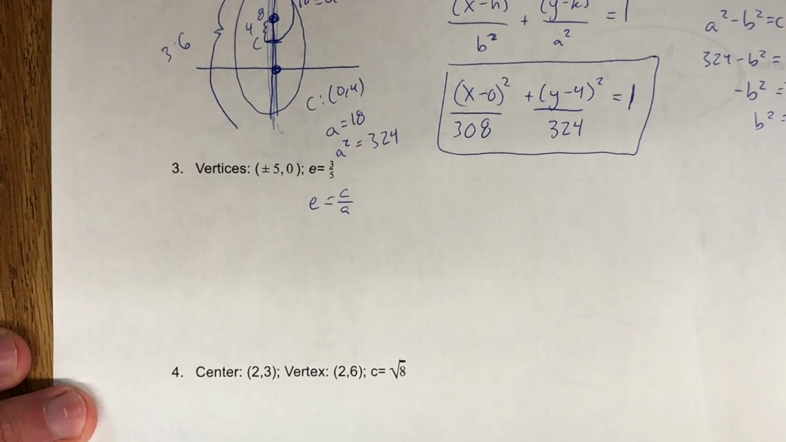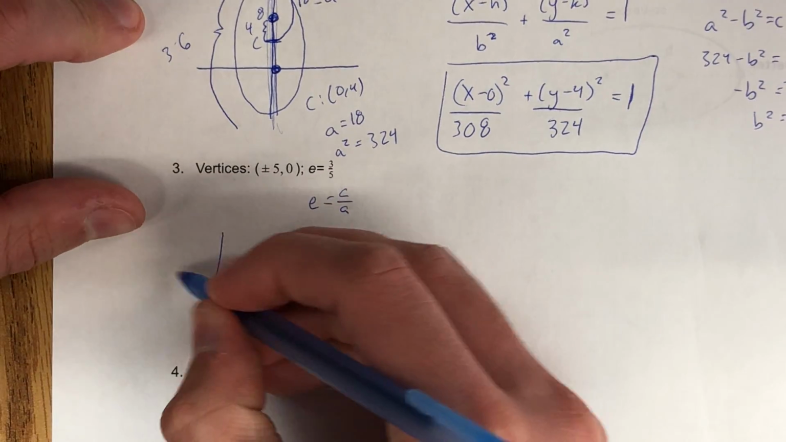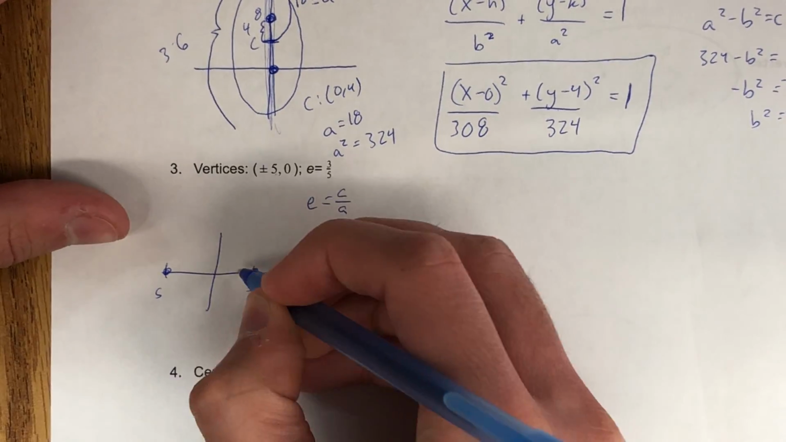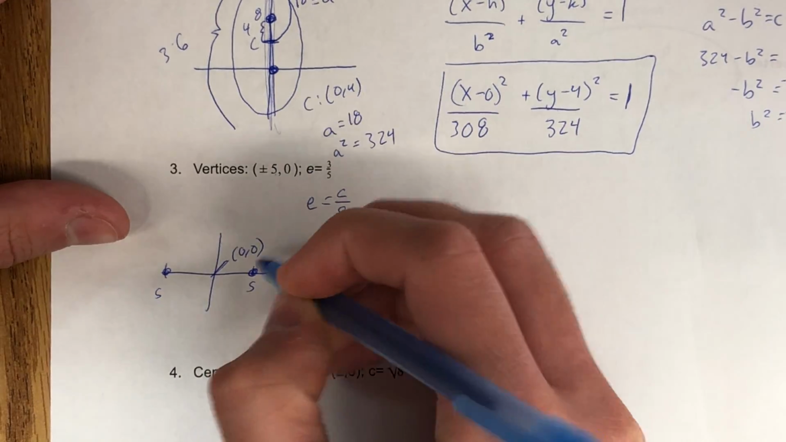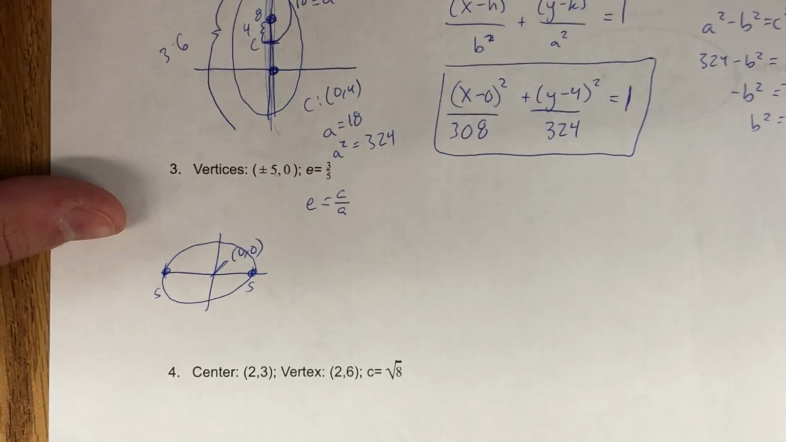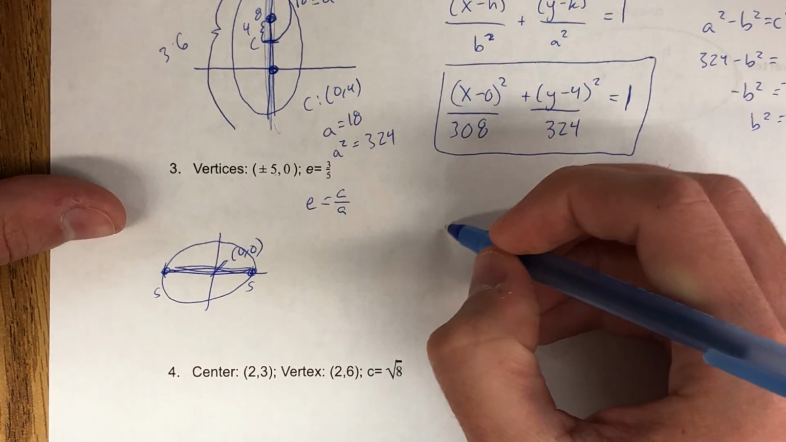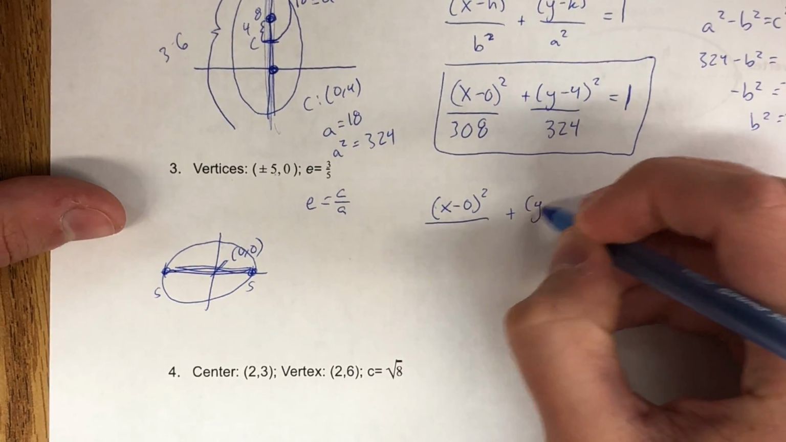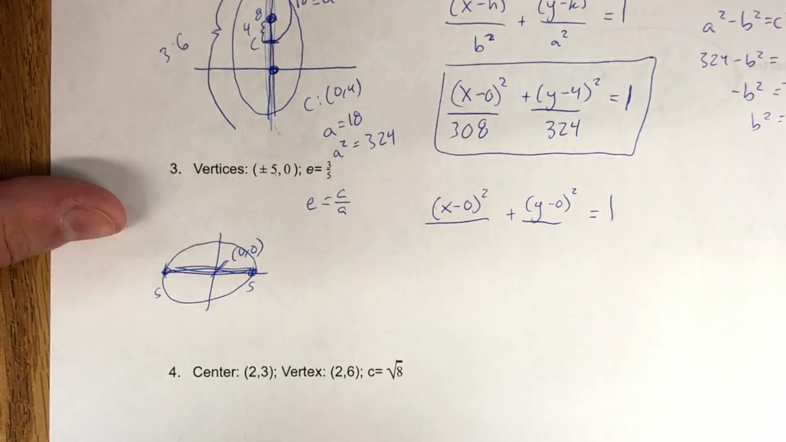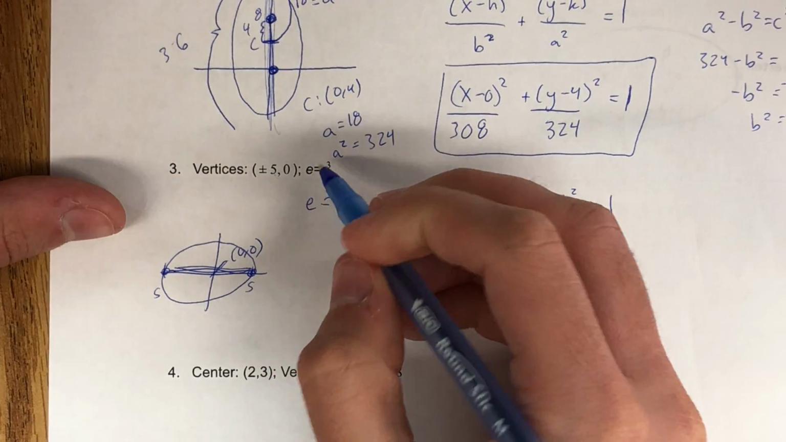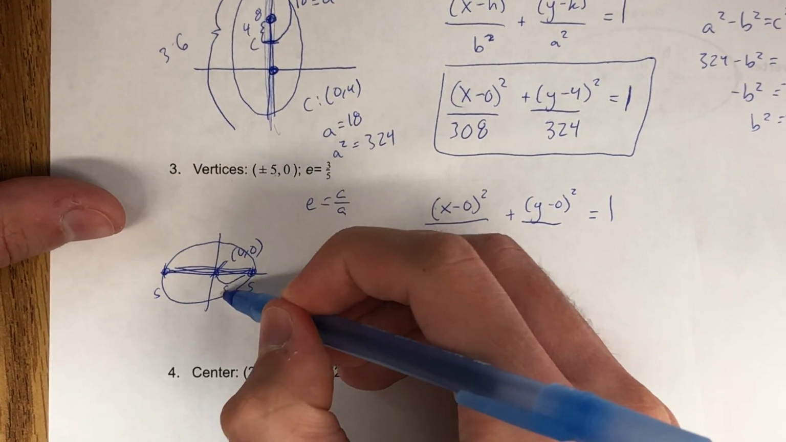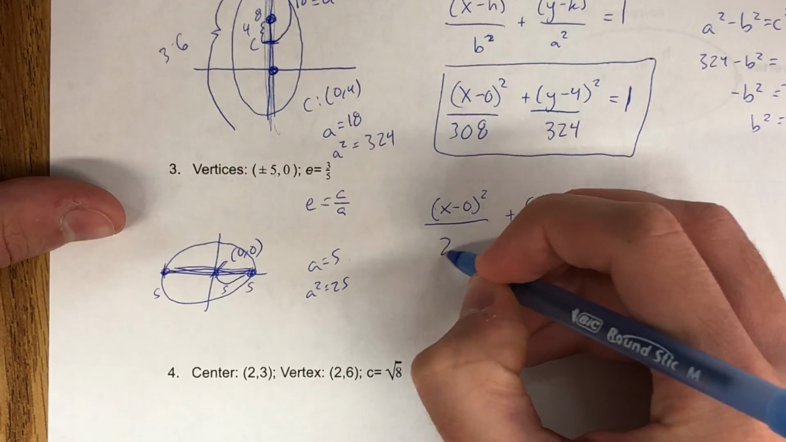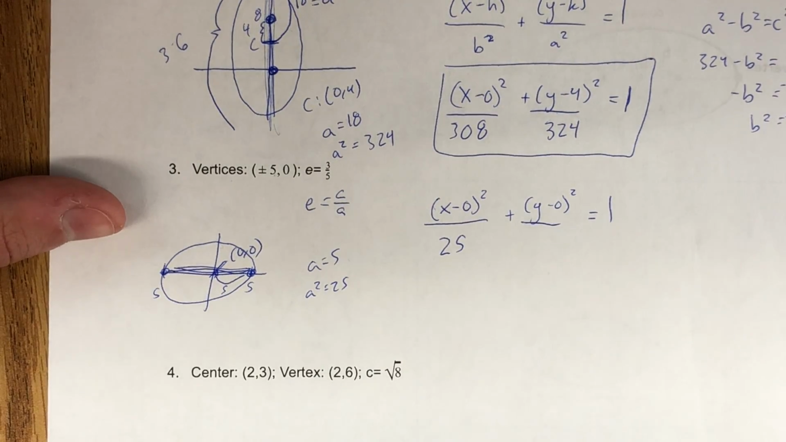Okay, we're back. So let's graph what we have. Vertices at positive and negative 5, 0. So the center is directly in between, going to be at (0, 0). And since those are our vertices, that means our major axis is going to be along the x. So we've got x minus 0 squared, y minus 0 squared, always equal to 1. Our distance from the center to a vertex is 5, so that's going to be our a value. So a squared is 25, and that's along the x because it's a horizontal ellipse.